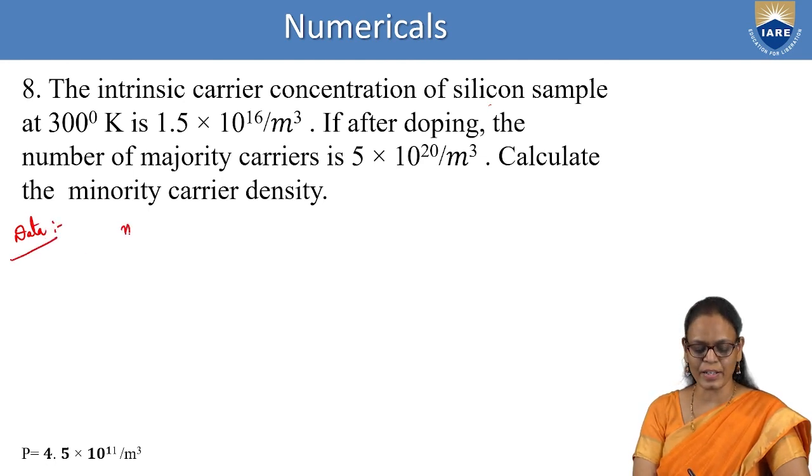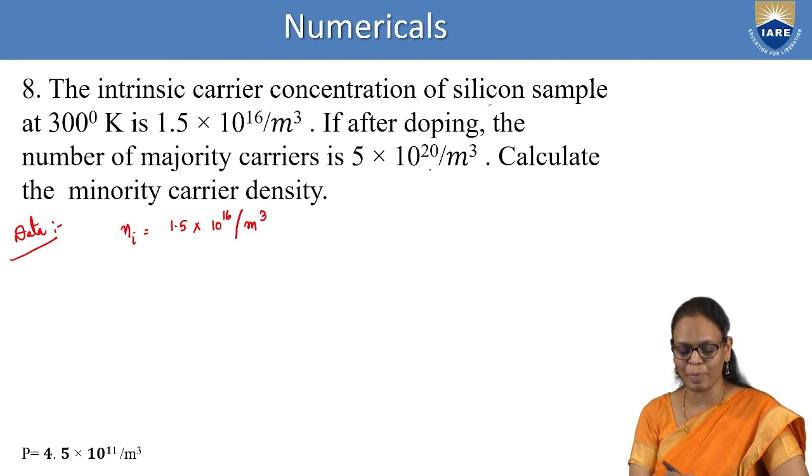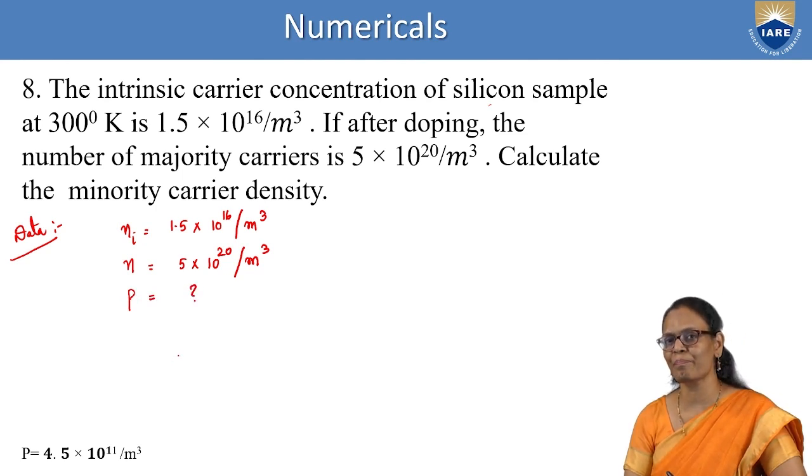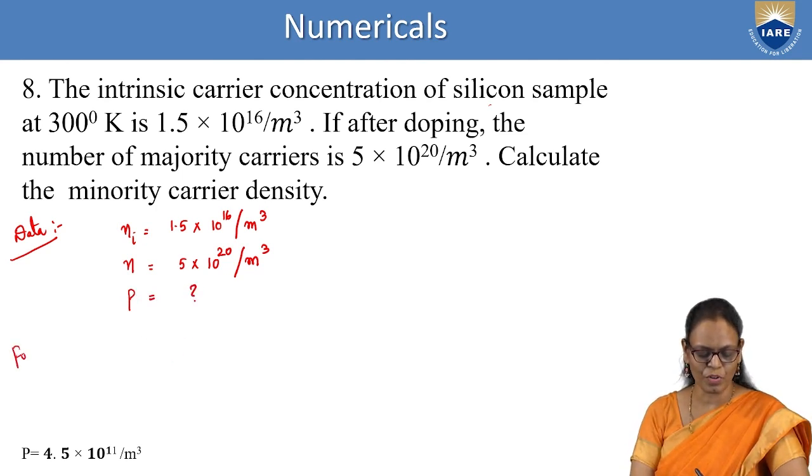So the intrinsic carrier concentration Ni is equal to 1.5 into 10 power 16 per meter cube. This is in SI system. After doping, the majority carriers, so if I am taking N-type, the majority carriers are electrons. So I will write for N as 5 into 10 power 20 per meter cube. We have to calculate the minority carrier density. So the minority carriers will be holes. So what will P be equal to?